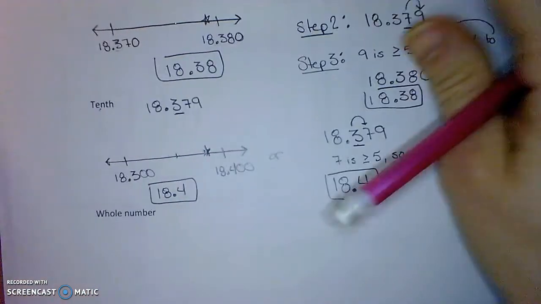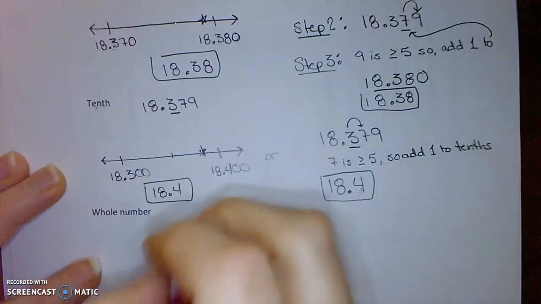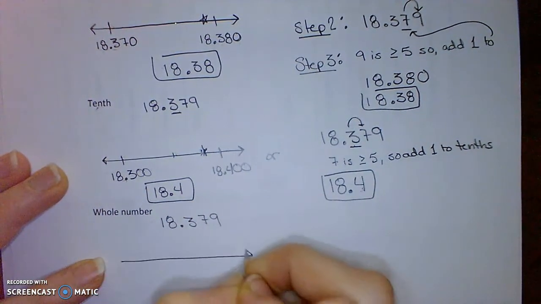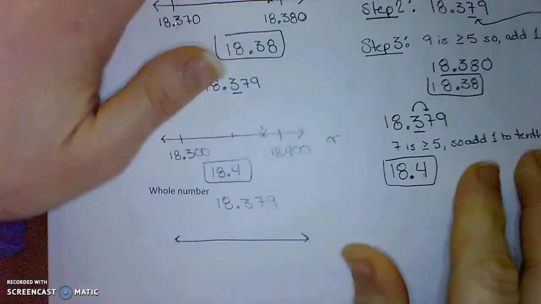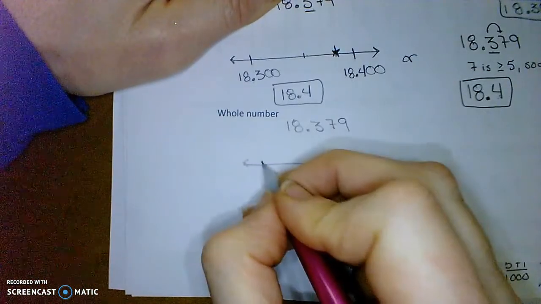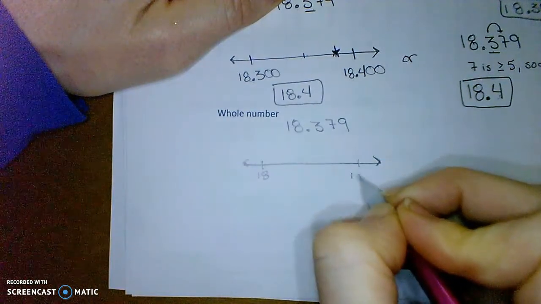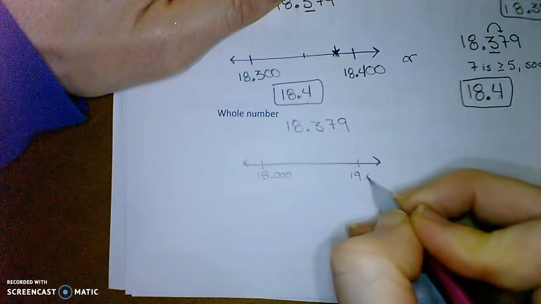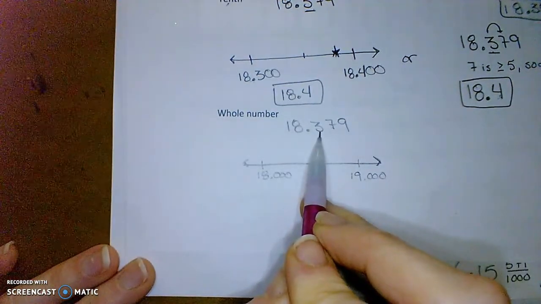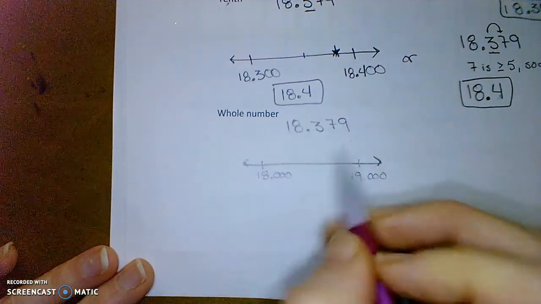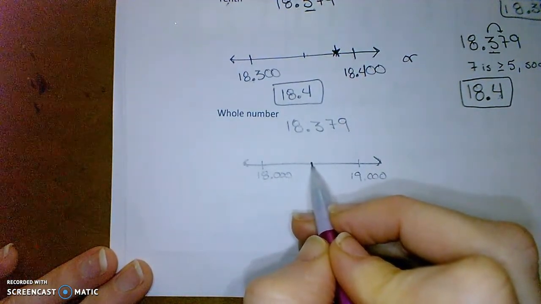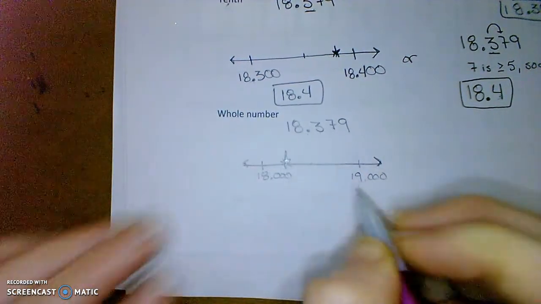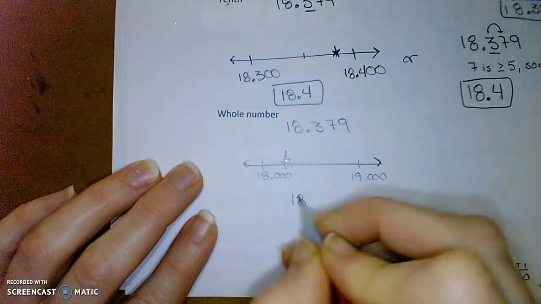All right, last example. Let's round this number to the nearest whole number. So I've got 18.379. On the number line, the nearest whole numbers are 18 and 19. So here's 18, here's 19, and this is like 18.0, 19.0. Okay, so where is 379? Well, 18.500 would be right in the middle. So 379 is probably right about here. So it looks like I'm going to round my number down to 18.